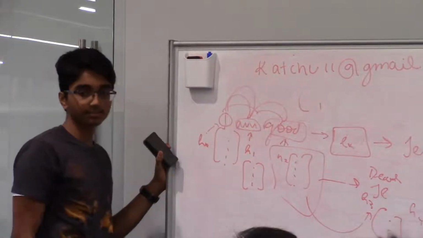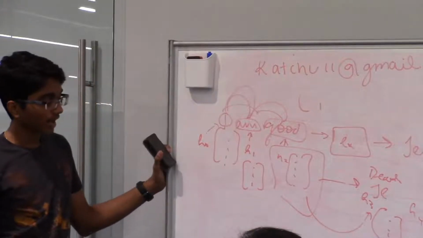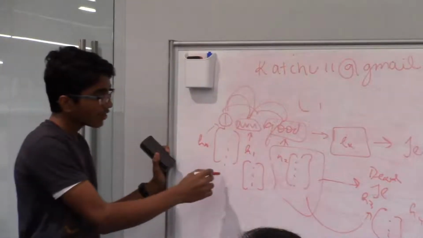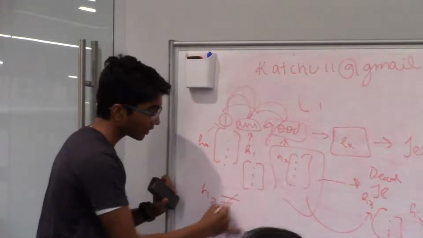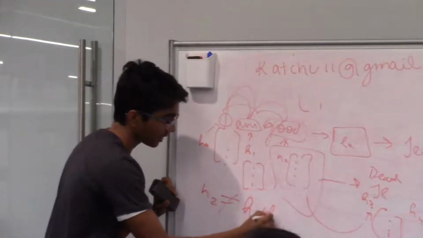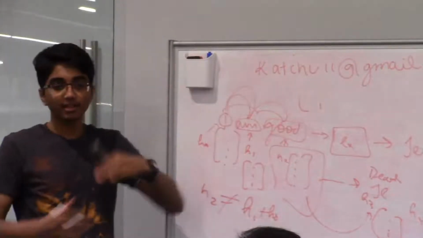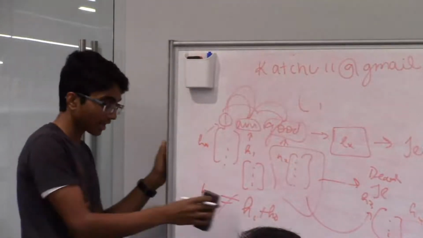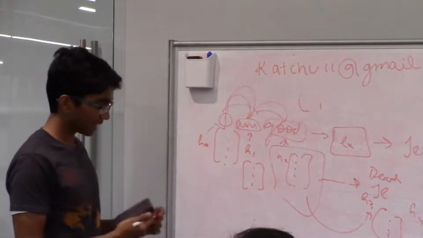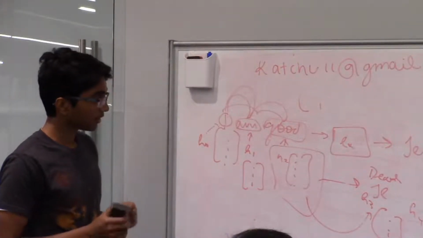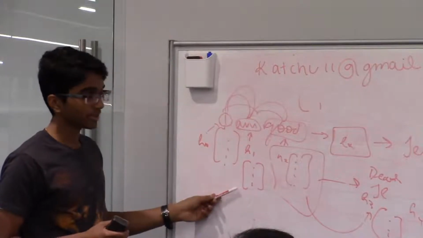And to clarify, H2 is not H1 plus H0. It's not that you're just adding them. It's a new hidden state altogether. Yeah, no worries. That's it. Great question. So, any other question that I can answer about hidden states?